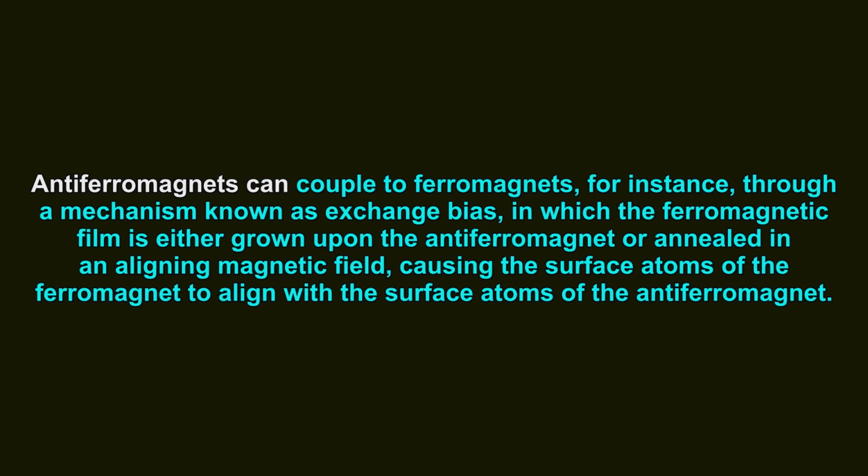5-dihydroxyxylylene. Antiferromagnets can couple to ferromagnets, for instance, through a mechanism known as exchange bias, in which the ferromagnetic film is either grown upon the antiferromagnet or annealed in an aligning magnetic field, causing the surface atoms of the ferromagnet to align with the surface atoms of the antiferromagnet.